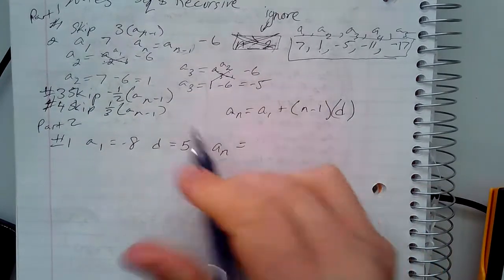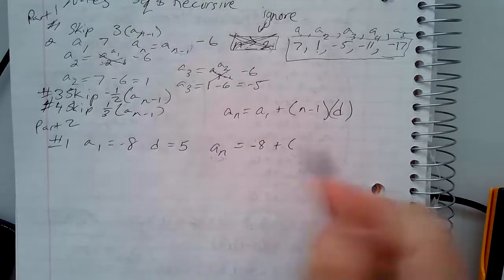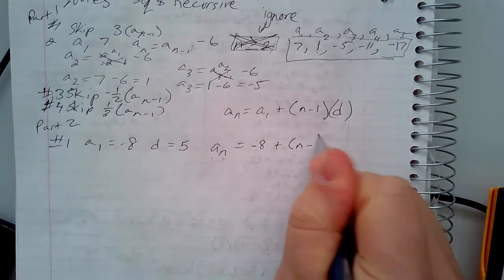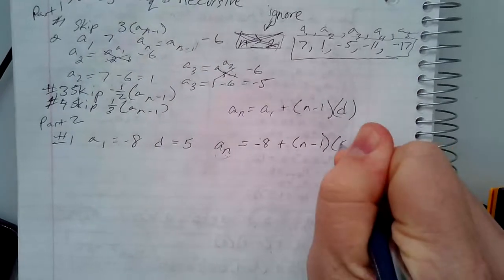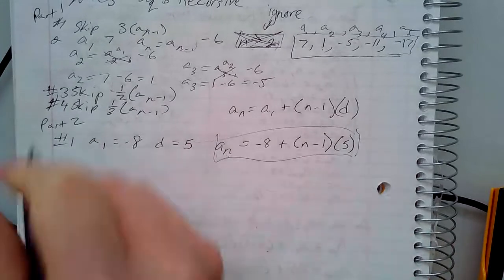So we're going to substitute a sub 1, which is negative 8, plus we have to have n in it for the nth term, n minus 1, times our common difference, which is 5. And that's the equation. We are done. Number two.